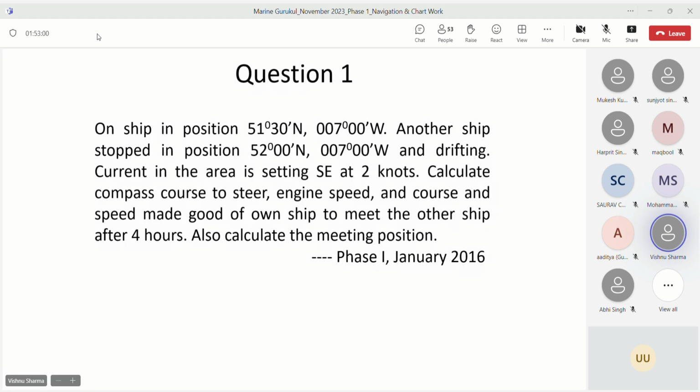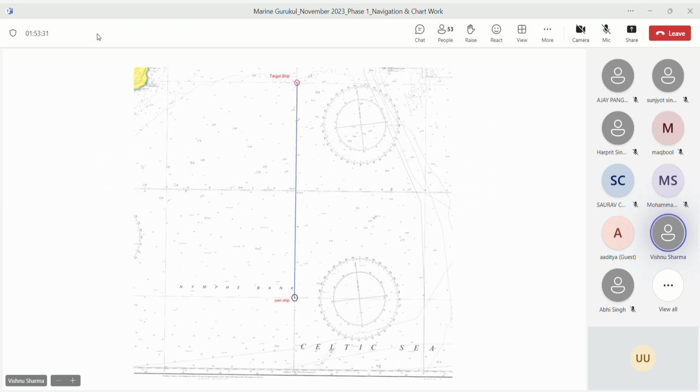Now, this question, if you want to do it our way, that is one thing, but I think this one you can simply see that you want to meet after 4 hours. So if after 4 hours I find out the position of the target ship, then that becomes my directly intended position to reach, in 4 hours. Correct, beta? Yes, sir. So this question will be simpler this way. You see, this is the own ship, that is the target ship.